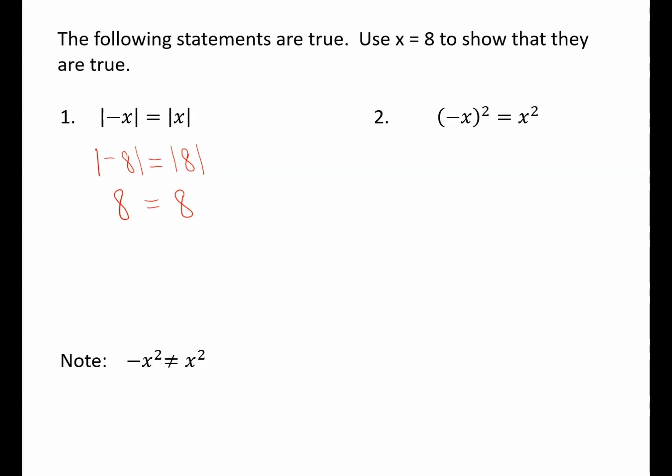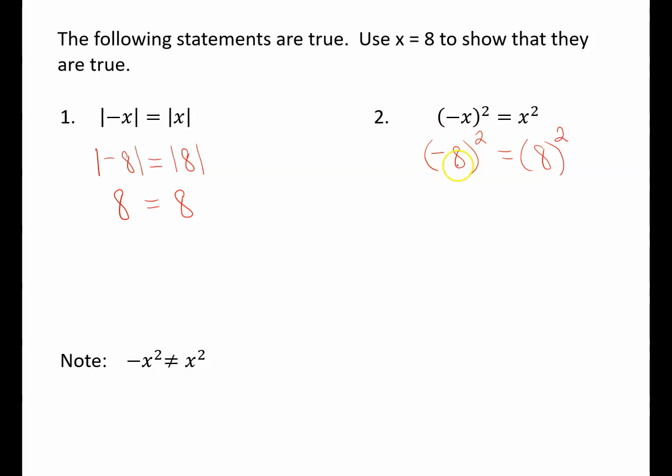Look at number 2. We have parentheses and then negative x inside. We're going to put 8 where x is. And on the right side, we're going to put 8 where x is. And I'm going to go ahead and put parentheses around that 8 as well. Here, when it's positive, the parentheses are optional. Okay, so back to the left side.